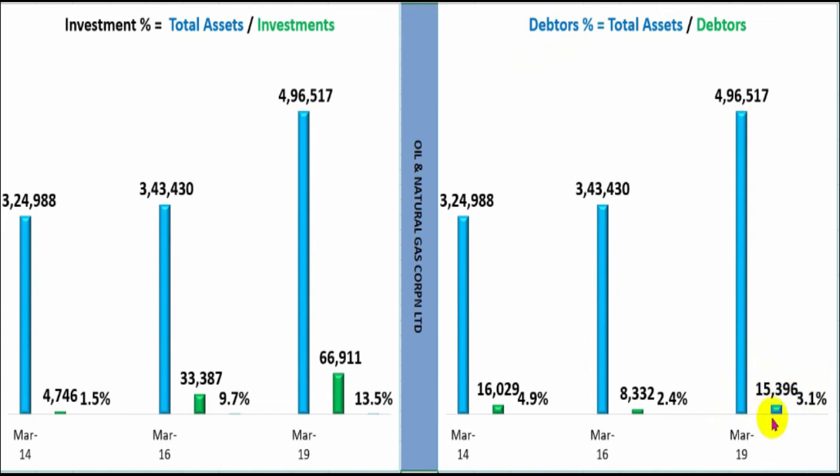So it's a very small amount considering the company is doing sales of almost 5 lakh crores in March 19. So the total collection from customers was just 15,000 crores. In March 14 it was 16,000, again a low value, and in March 16 it was even less at 8,300 crores.